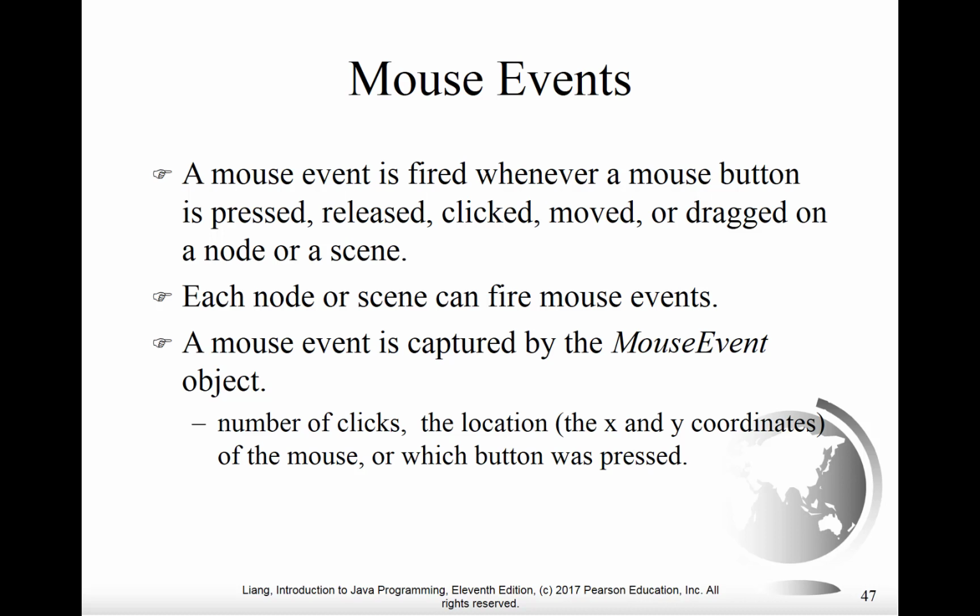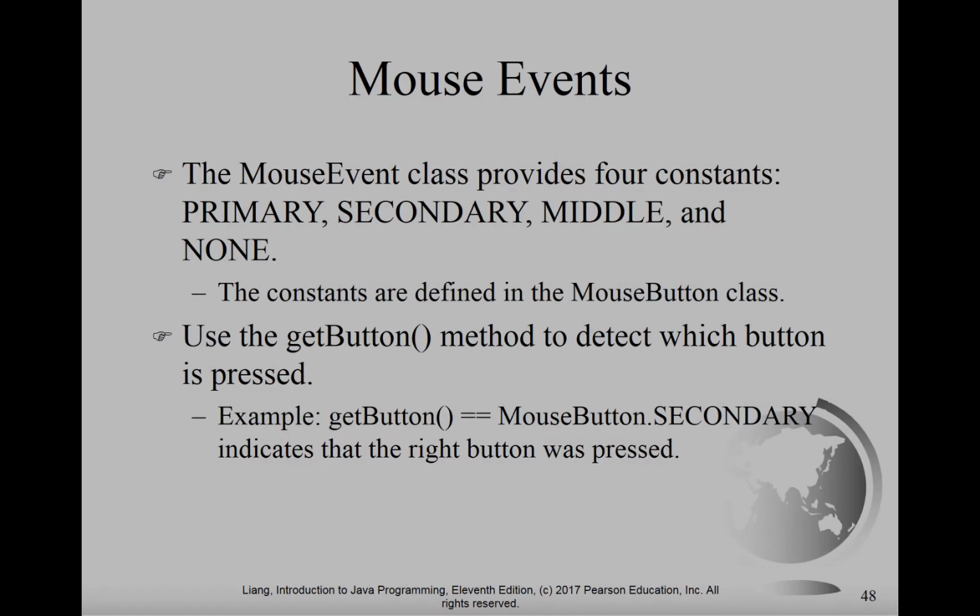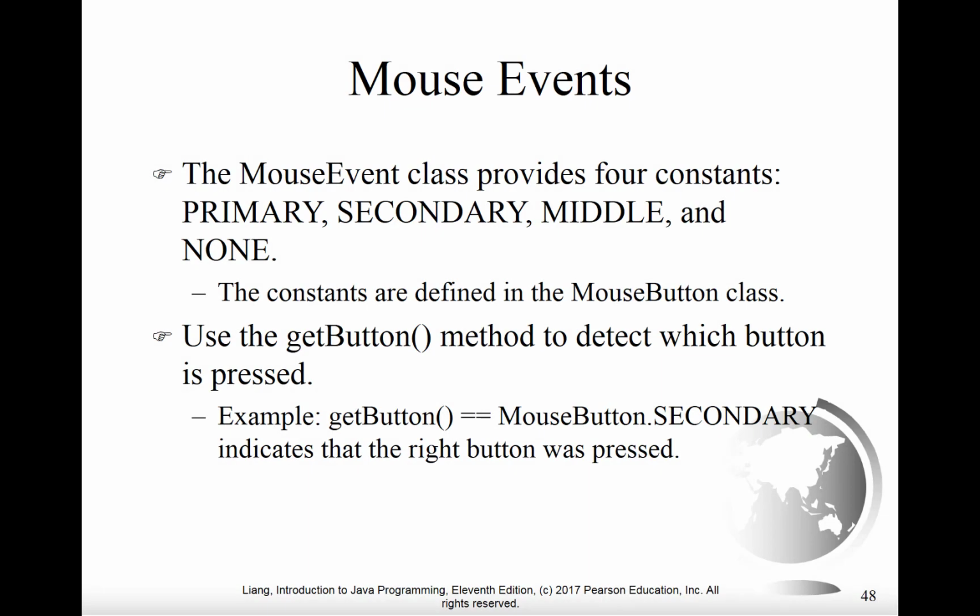Every node and scene in JavaFX has the ability to fire a mouse event. These events are captured by something called the mouse event object. This object has methods that allow us to check for things like the X and Y coordinates of the mouse or which button was pressed. One of the simplest things to talk about in terms of mouse events is to determine which button was pushed on the mouse. Although not all mice have a middle button, they certainly all have a primary and secondary button.